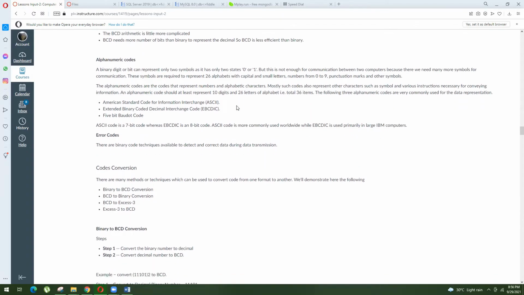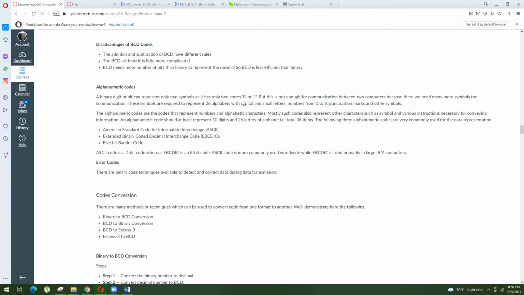Alphanumeric code. A binary digit or bit can represent only two symbols, as it only has two states, zeros and ones. It is not enough for communication between computers because we need many more symbols. The symbols are required to represent 26 alphabets with capital and small letters, numbers from 0 to 9, punctuation marks, and other symbols. Alphanumeric codes are the codes that represent numbers and alphabetic characters. Mostly such codes also represent other characters such as symbols and various instructions for conveying information. They should at least represent 10 digits and 26 letters of the alphabet, totaling 36 items.